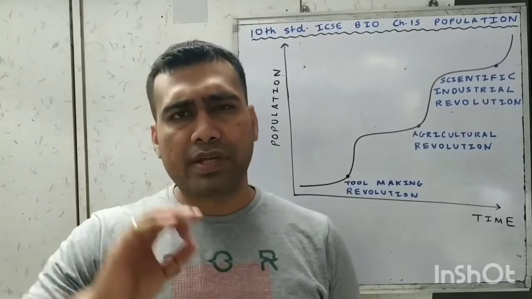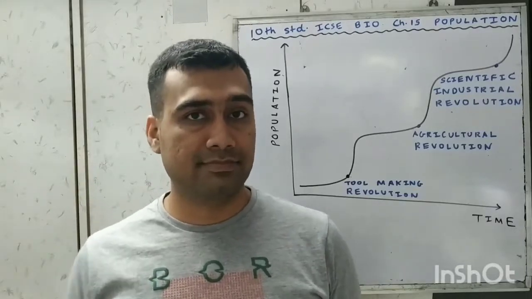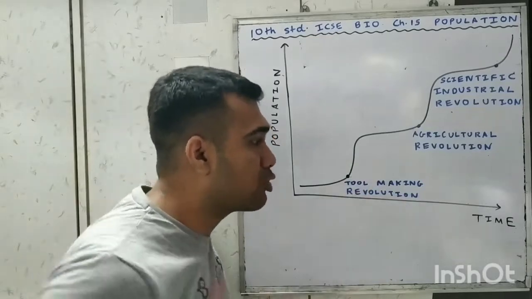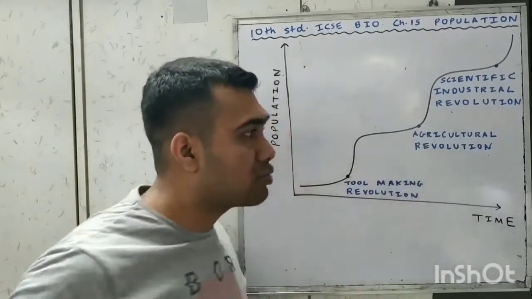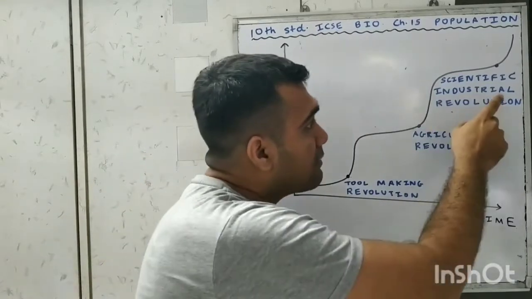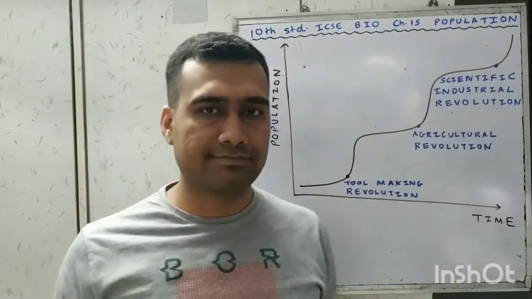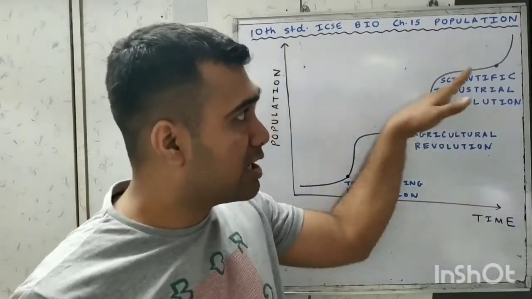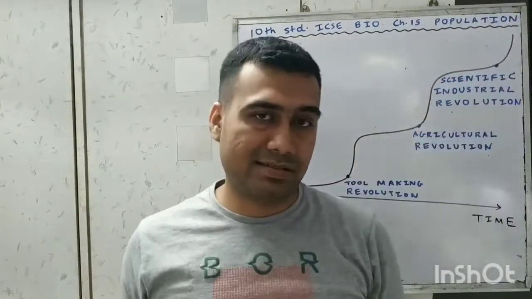Throughout human history, we can see three distinct phases where there was a population boom. First, the tool-making revolution around 1 million years ago. Second, the agricultural revolution around 10,000 years ago. And third, the scientific industrial revolution which started around 300 years ago. It's still a J-shaped curve, which means that the population hasn't stabilized yet.